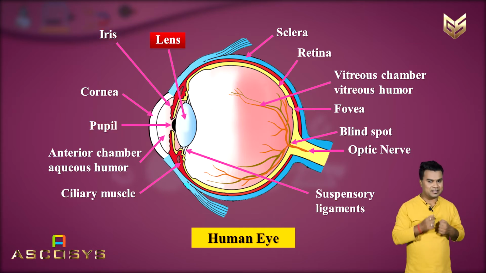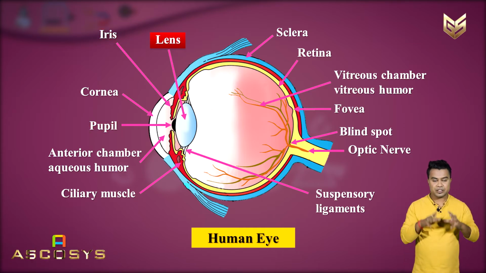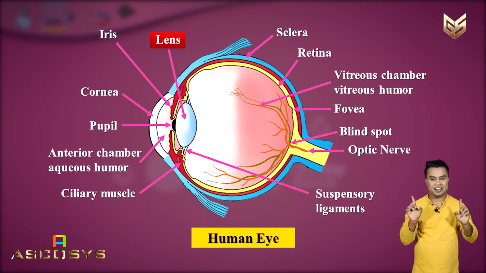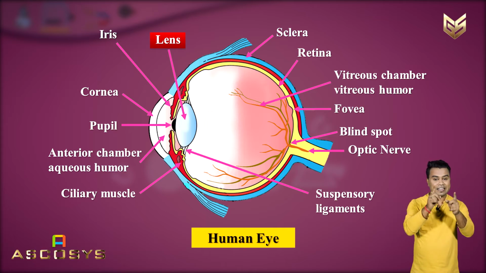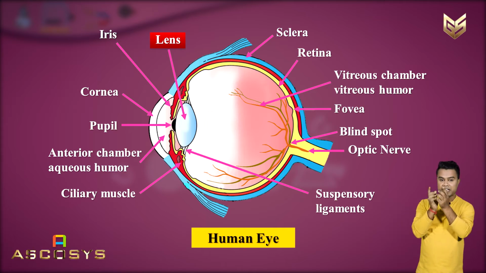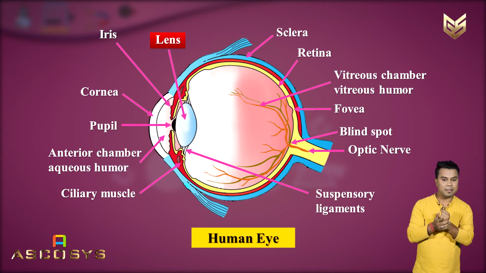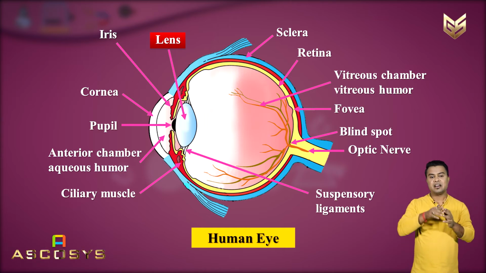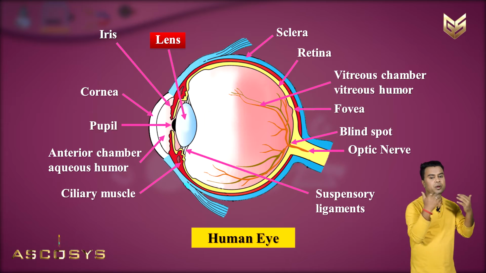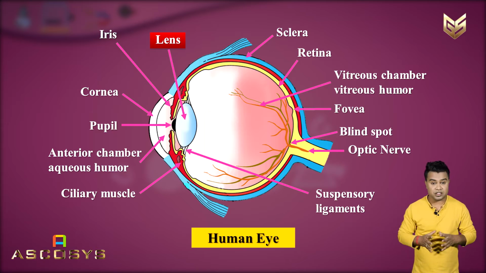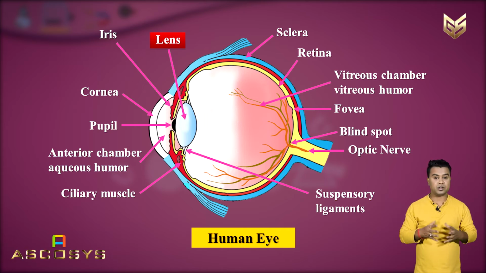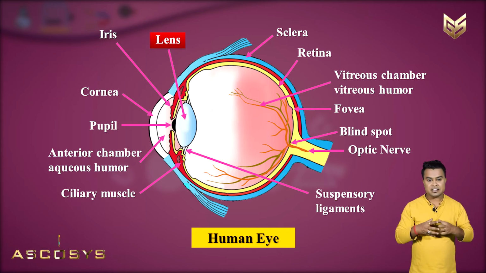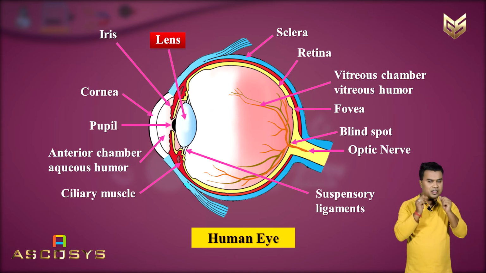Next is the eye lens. There is a lens which is present in every one of us, right? And the lens used here is the natural lens, known as a convex lens. It converges the light and forms the image on the retina, right? It's a flexible lens. Depending upon where the object is, the lens changes its focal length. This is also called the crystalline lens. It is controlled by the ciliary muscle.